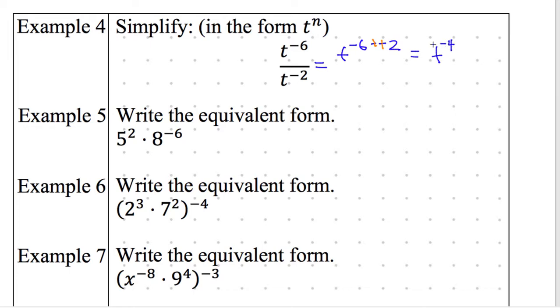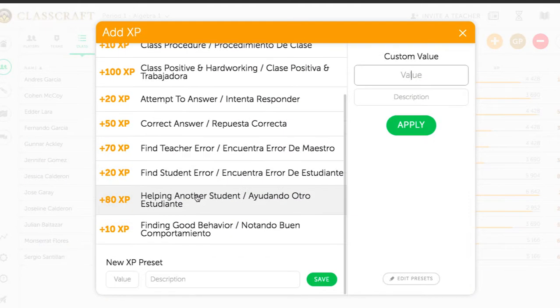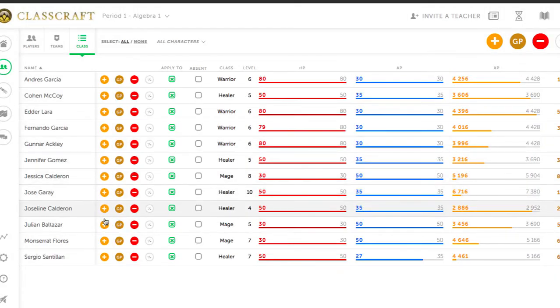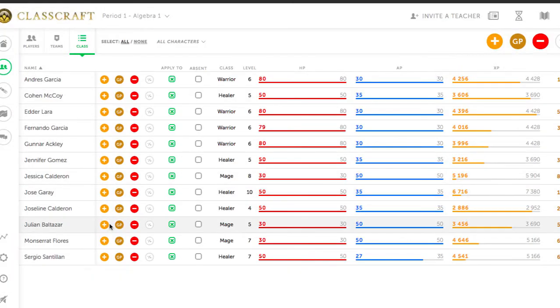Negative 4. There it is. Thank you, Monse, and thank you, Sergio, for helping her out. Yeah, and I saw Jose over there also doing the same thing. Jose and Sergio helping your classmates. I really appreciate you guys doing that. And then Monse, you are in.